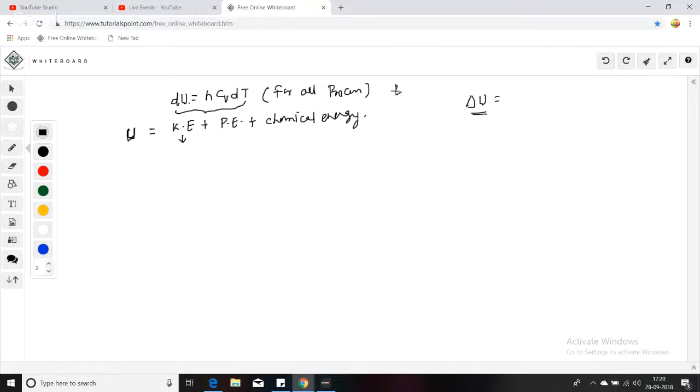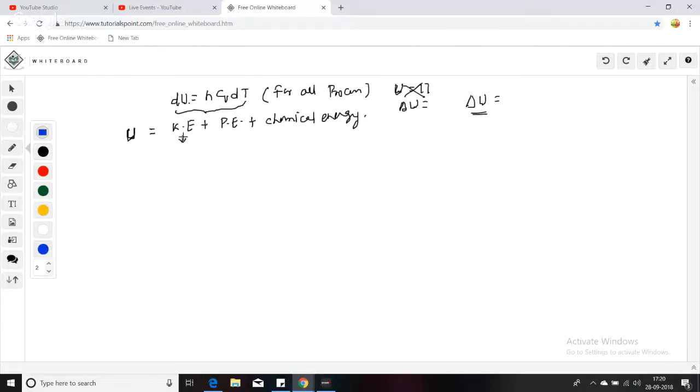You also must have observed, if not, then you can go through some of the questions. They never ask you what is the value of internal energy. They always ask you what is the change in internal energy, because calculating the absolute value is very difficult. This is the one thing.